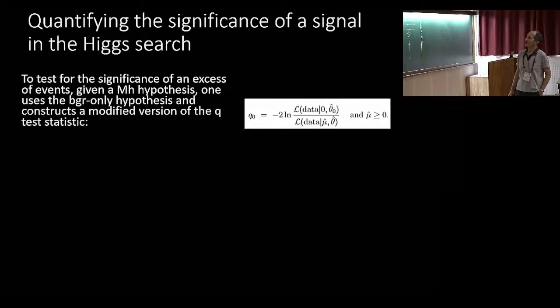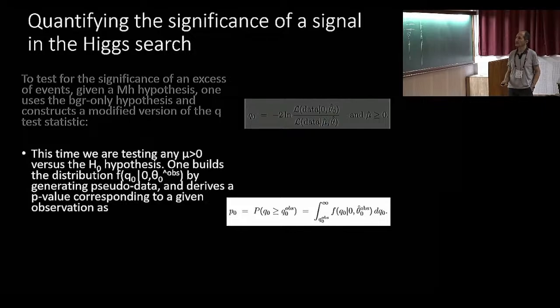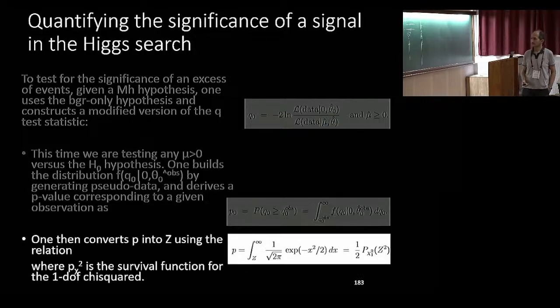Okay, and then you have a different way to test for the significance of the data that you get, and you use a different test statistic, which is called Q0, which tests for a value of 0 for the cross-section. And then you derive a p-value by doing a tail integral again, and you can convert it into a number of standard deviations.